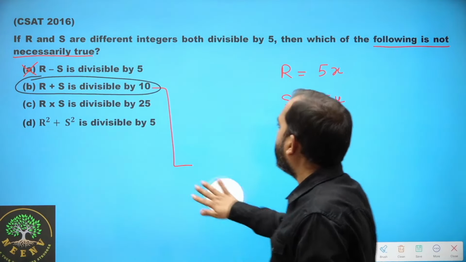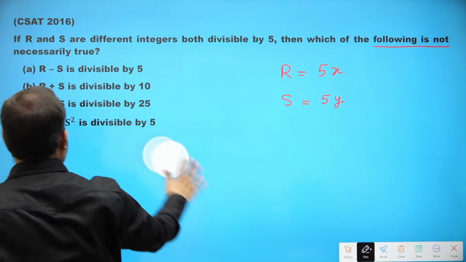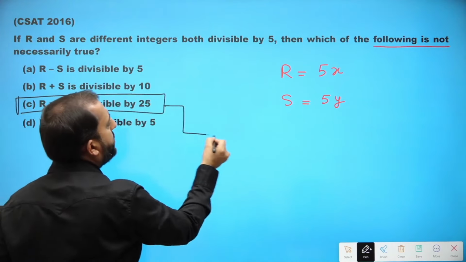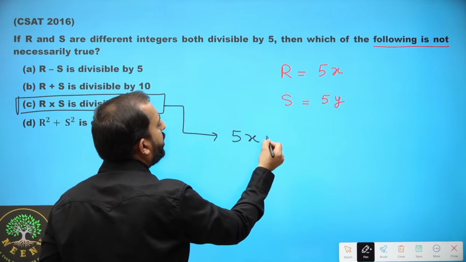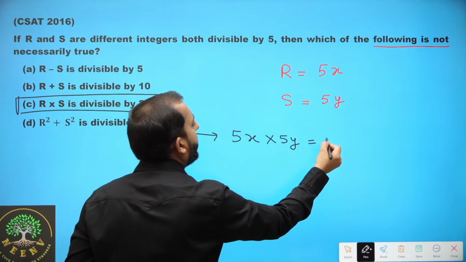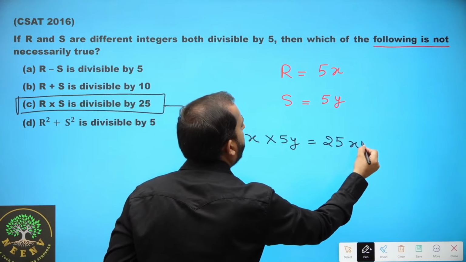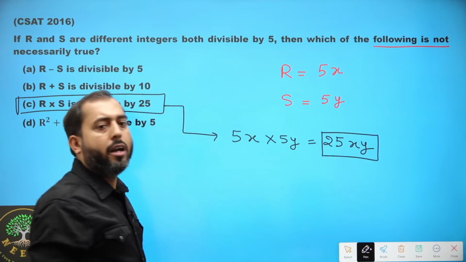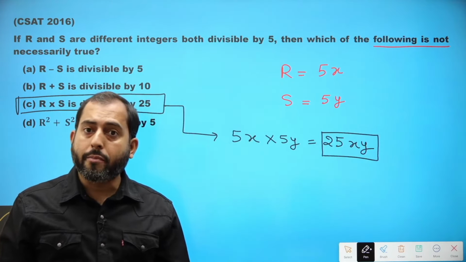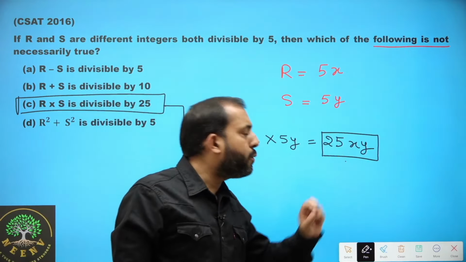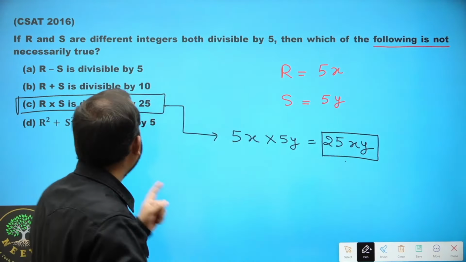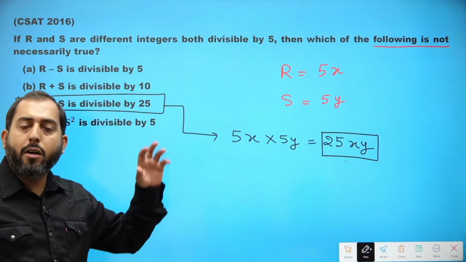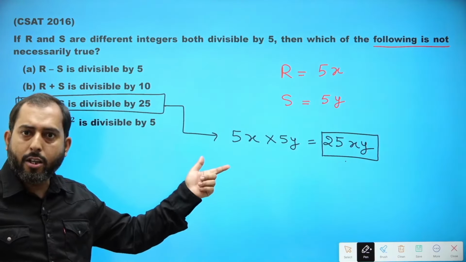Now, if you want to cross verify the next two statements, let's check it out. R into S, meaning 5x into 5y. 5x into 5y is 25xy. Now I can see my result is 25 into something. If my result is 25 into something, then definitely this result will be divisible by 25. So option C is not the right choice as per the given question. And actually it is true, it will always be true.